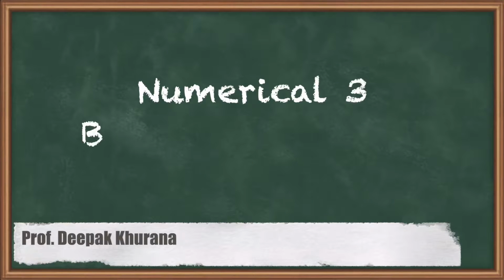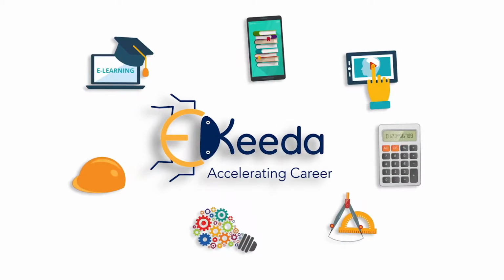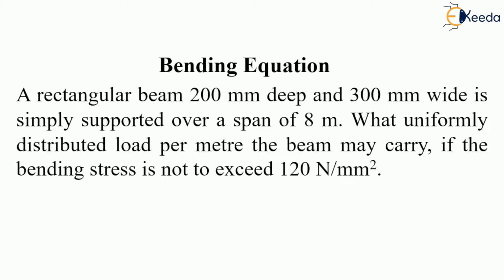Hello students, in this session let us solve this question of bending equation. In this question, a rectangular beam is given which is 200 mm deep and 300 mm wide. It is simply supported over a span of 8 meters. We are required to find the uniformly distributed load which can be applied on the beam if the bending stress in the beam is not to exceed 120 Newton per millimeter square.